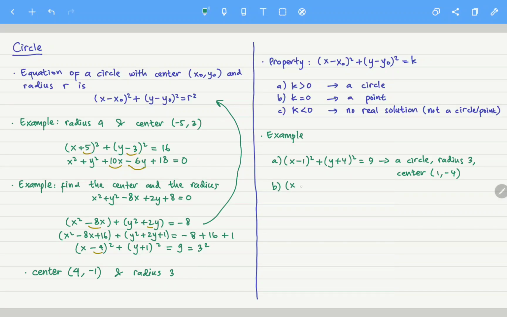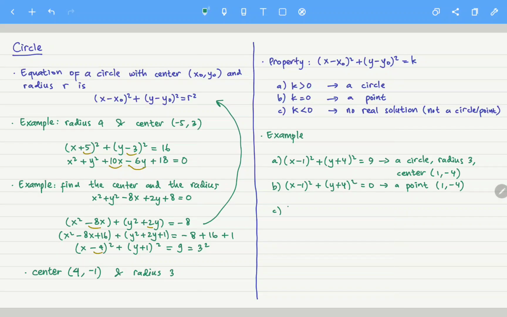B, let's say we have the same equation, but now on the right side we have 0. So from the above property, if the right side is equal to 0, then we will get a point. And in this case, the solution of this equation is the point 1 comma minus 4.